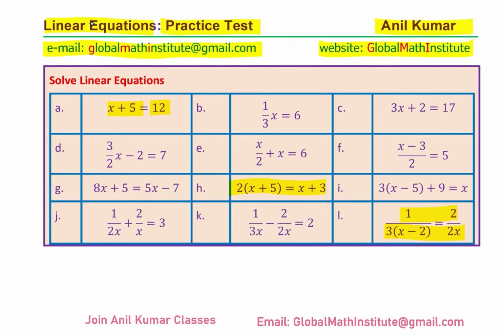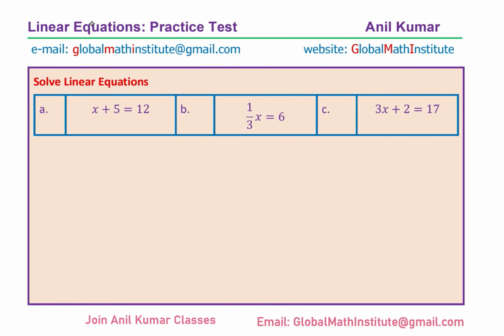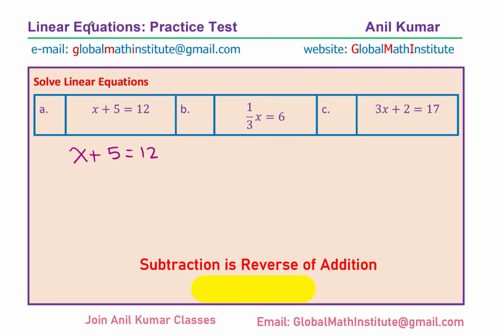Perfect. So let's begin with the very first set of 3 questions here, where simple operations are involved. We'll understand this strategy. The first equation here is x plus 5 is equal to 12. So we need to find the value of x. That is what solving an equation is. We do not want 5 here, right? So in that case, we can take away 5 from both the sides, correct?